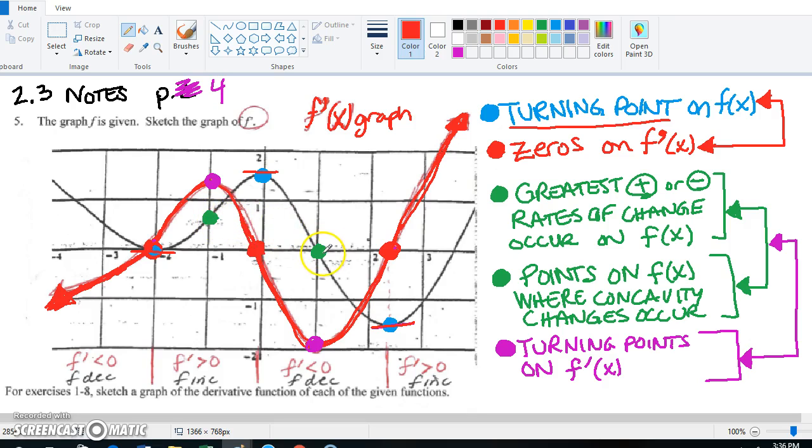Okay, the green points. Those places on the graph of f represent the place where the function is changing from concave up to concave down. They also represent the maximum or greatest rates of change. So the greatest positive or negative rates of change correspond to places where the function changes concavity. All right, and we also just learned that those are points of inflection.